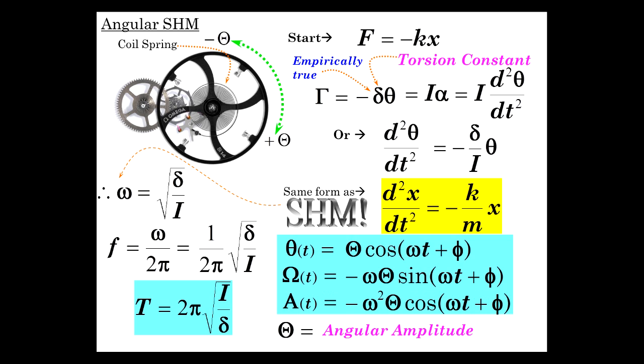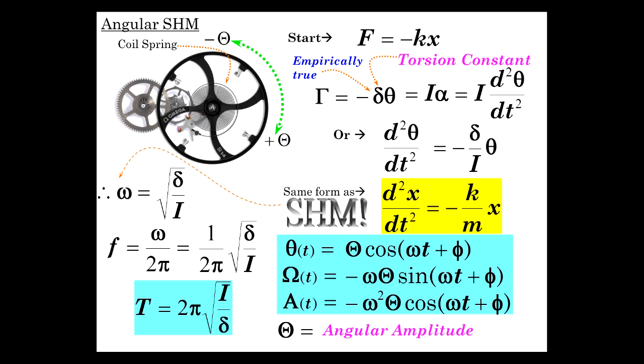And finally, for angular SHM, we have this acceleration. We'll call it angular acceleration. And it's just taking the derivative of this, so minus omega squared cap theta cosine omega t plus phi. So if you think about it, at its maximum displacement, just like with regular SHM, it's going to try and accelerate back to its equilibrium position with its maximum impetus, and zero in the equilibrium position, and then maximum again at the other extreme of the angular amplitude.